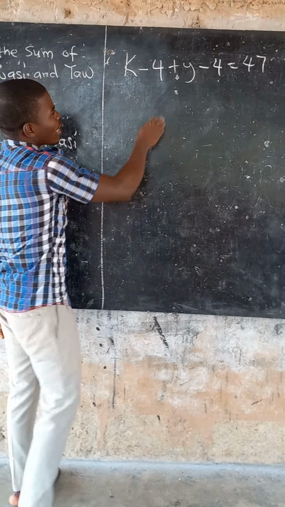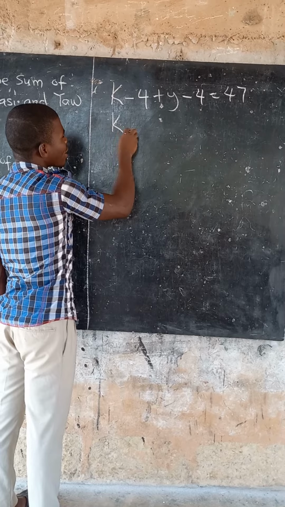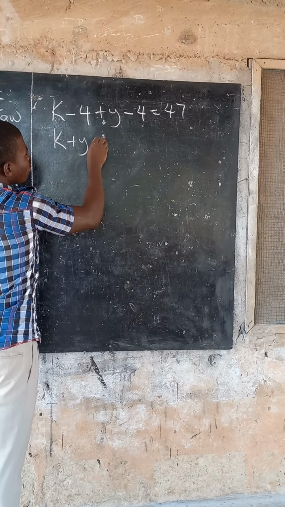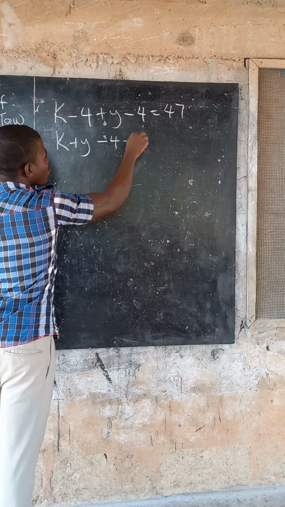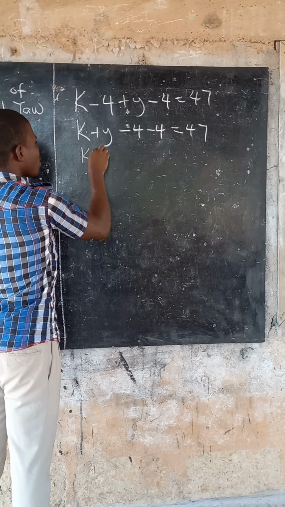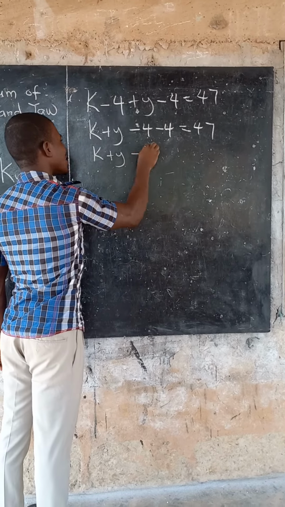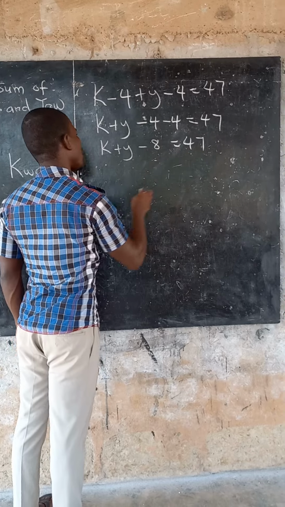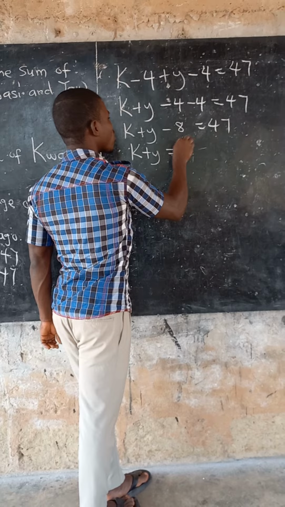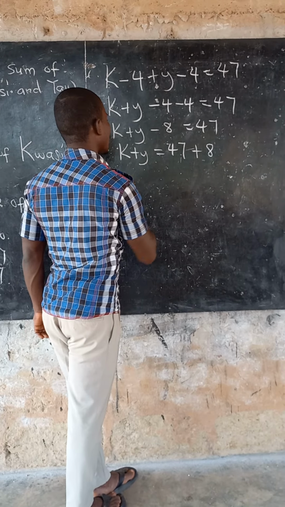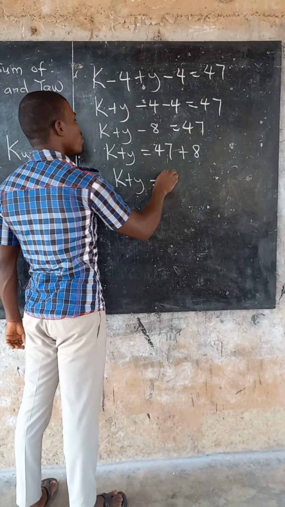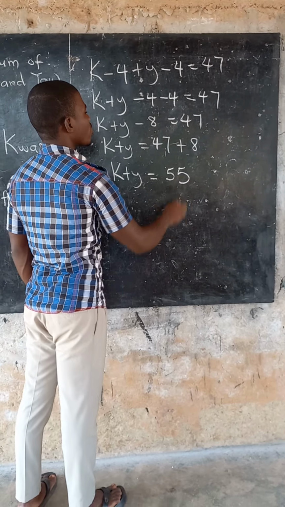Okay. So let's group like terms. We have K plus Y, minus 4 minus 4 is equal to 47. So we have K plus Y minus 8 is equal to 47. So we have K plus Y is equal to 47 plus 8. So we have K plus Y is equal to what? 55.